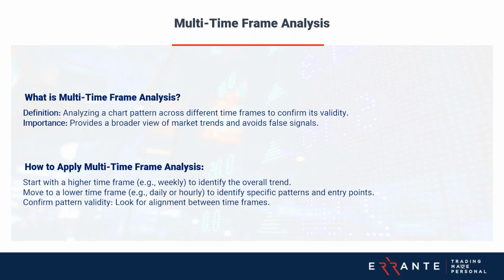Lower time frames provide the detail and precision needed for timing your trades, but these patterns should ideally align with the broader trend identified in the higher time frame. The final step is to confirm the pattern's validity by ensuring that it aligns across multiple time frames. Look for consistency between the time frames. If you spot a double bottom on the daily chart, check if the weekly chart supports a bullish reversal. This alignment increases the likelihood that the pattern is valid and reduces the chances of being caught in a trap.